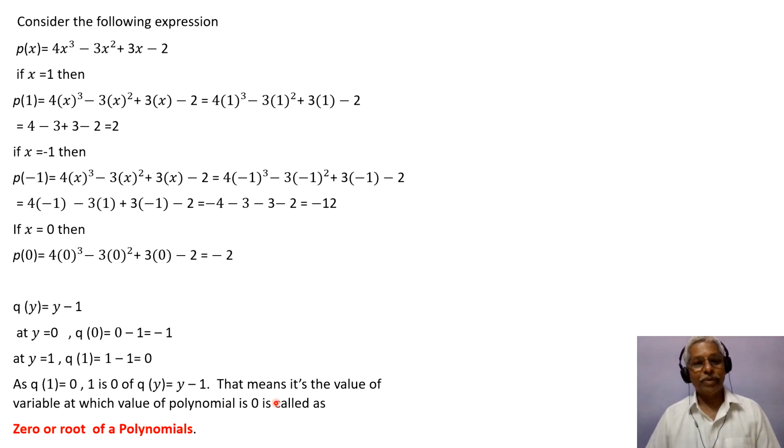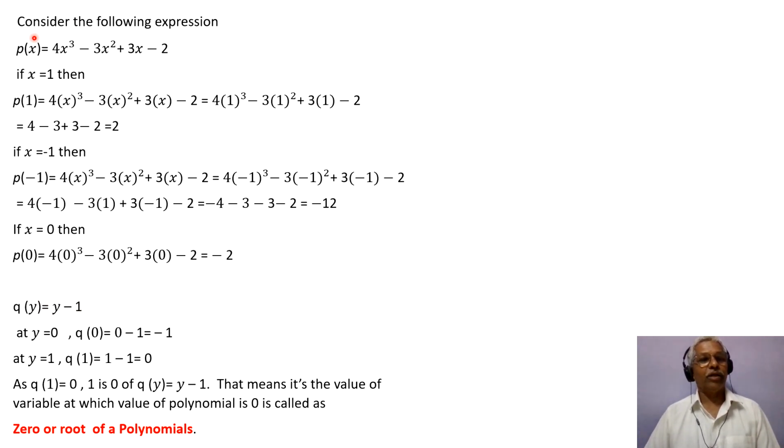That means the value of the variable at which the polynomial is 0 is called the zero or root of the polynomial. Here we are concerned with the value of the variable, in this case 1. So 1 is called the zero of this particular polynomial. Got the meaning of this?